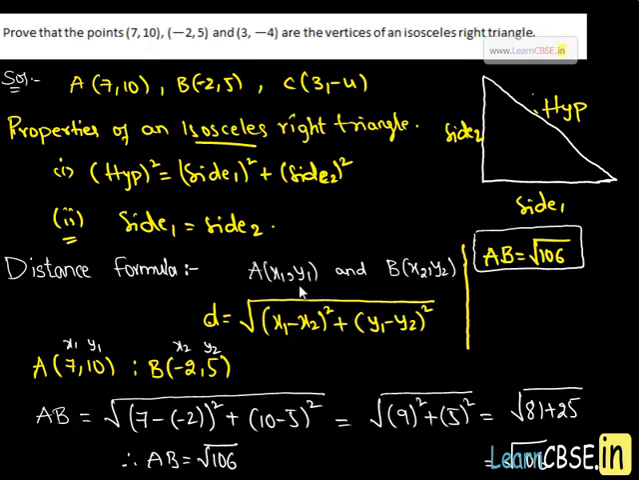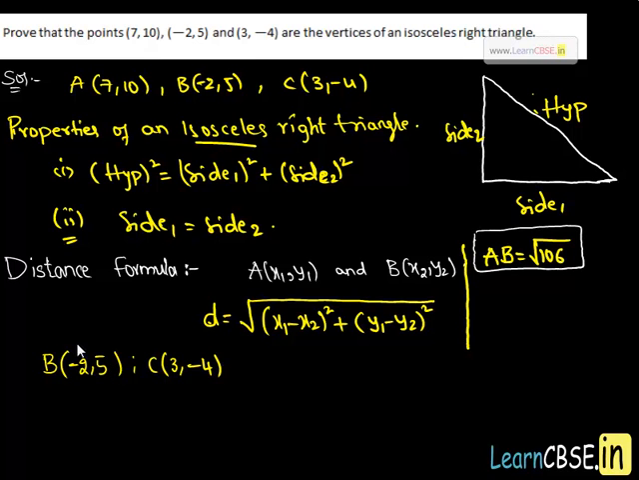Similarly, let us find the length of the side BC. In this case, we have x1 is -2 and y1 is 5 and x2 is 3 and y2 is -4. Let's apply the distance formula. Therefore, BC is equal to under root sum of the square of the difference between x coordinates. Here we have (-2 minus 3) whole square. Similarly, the difference between y coordinates, 5 minus of -4.